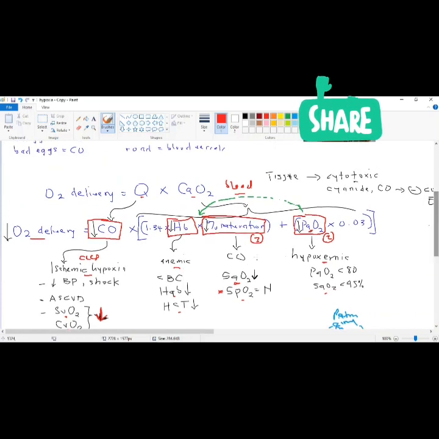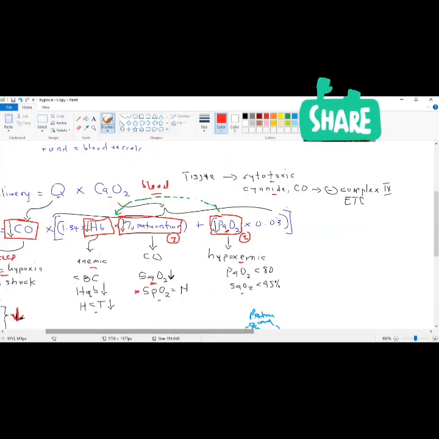There is also cytotoxic hypoxia, last but not least. This is where, for example, cyanide comes in. Cyanide is cytotoxic. Cyanide inhibits the electron transport chain. So in this case, the problem is not oxygen delivery per se. The problem is that the tissues cannot use oxygen. Oxygen is delivered, but tissues cannot use it because the electron transport chain is shut down. Complex 4 is inhibited by cyanide.